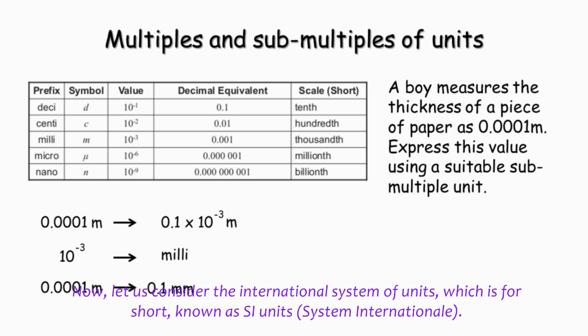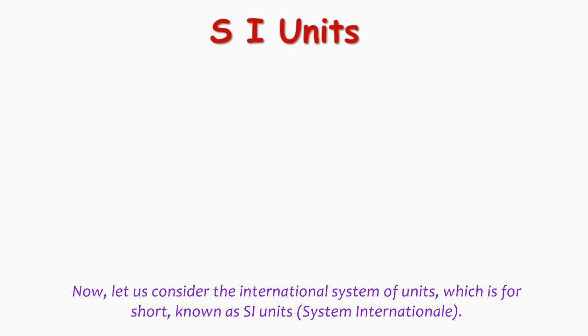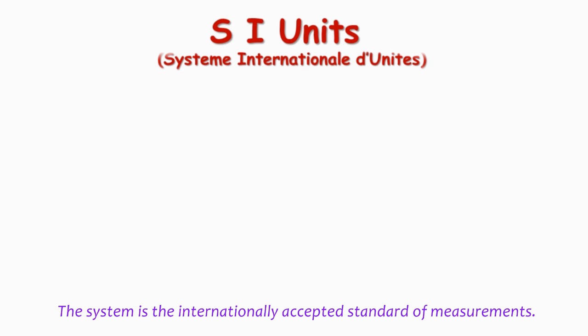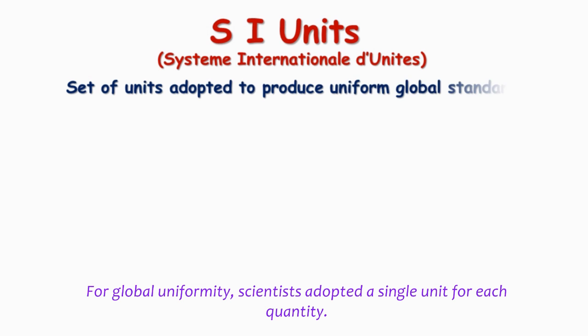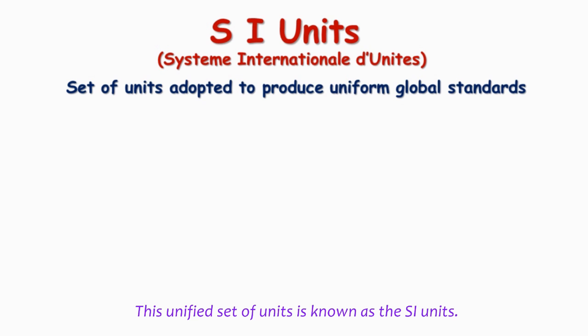Now, let us consider the International System of Units, which is for short known as SI units. The system is the internationally accepted standard of measurements. For global uniformity, scientists adopted a single unit for each quantity. This unified set of units is known as the SI units.